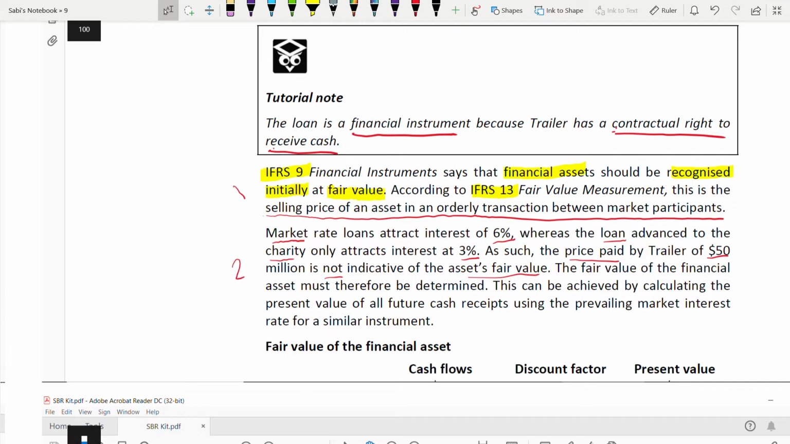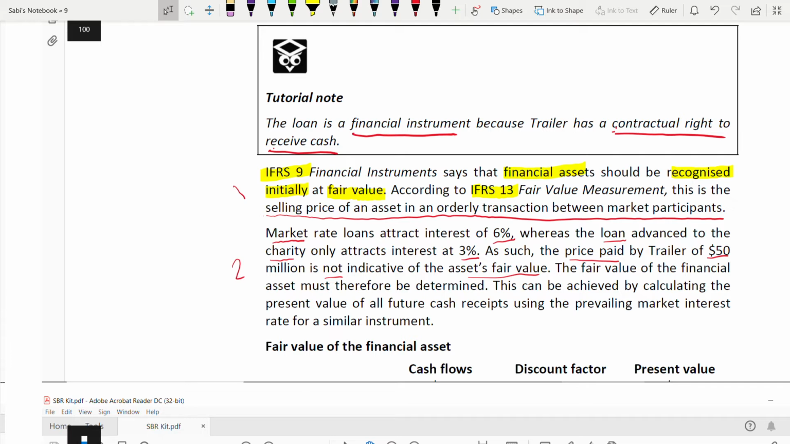Like in this case, it's for charity and it's at 3% for you. So that 50 million cannot be taken as a fair value. That's why you said you need to write it: 50 million is not indicative of the asset's fair value. You see how you're building up? Immediately you didn't say that this is a fair value or this is not a fair value. You are building up. These are like the proofs you are giving. Interest is 3%, market interest is 6%. Therefore, this 50 million is not indicative of fair value. Now, go to the next point.